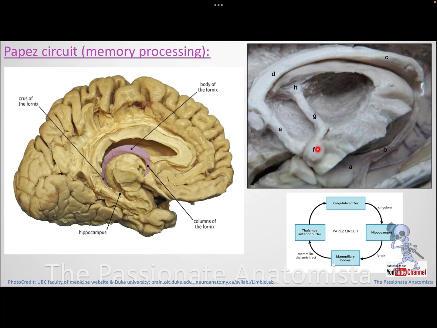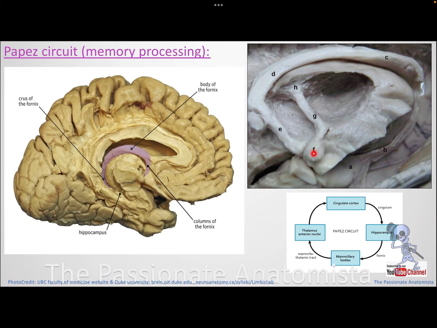So they are like two projections, nipple-like or breast-like, whatever you want to call it. All right, guys, it's basically those two nipple-like or breast-like projections down the hypothalamus. Thalamus is up there, and this is part of the hypothalamus.